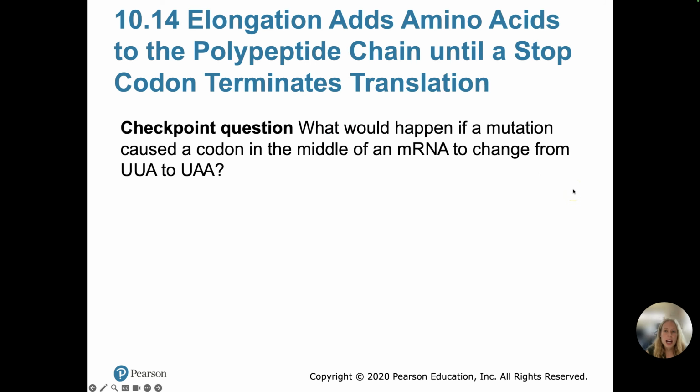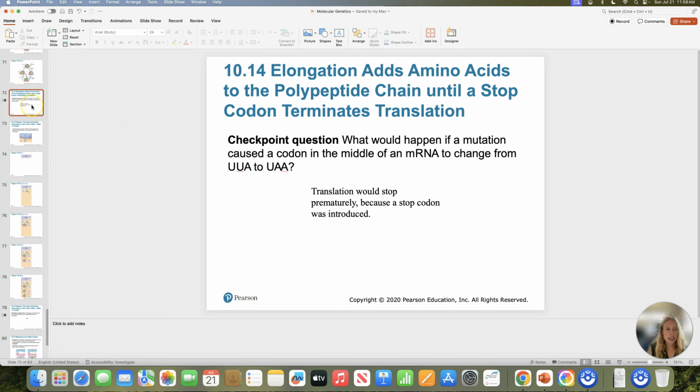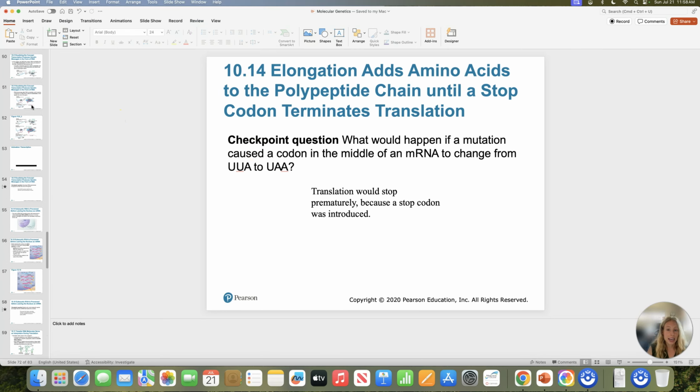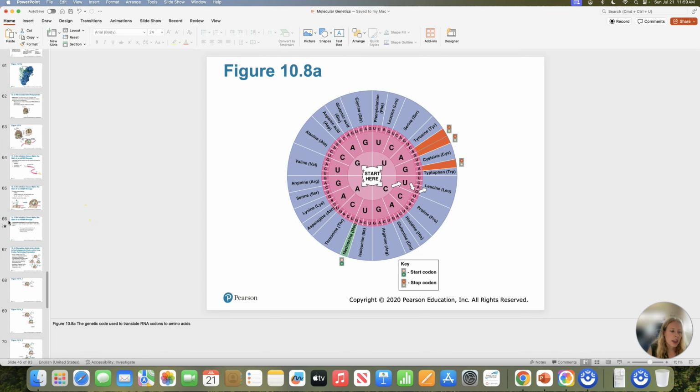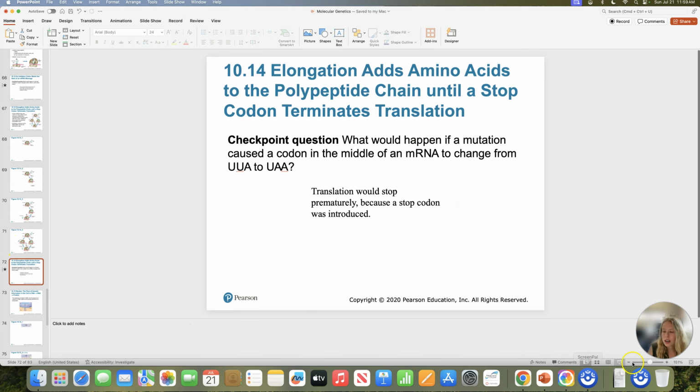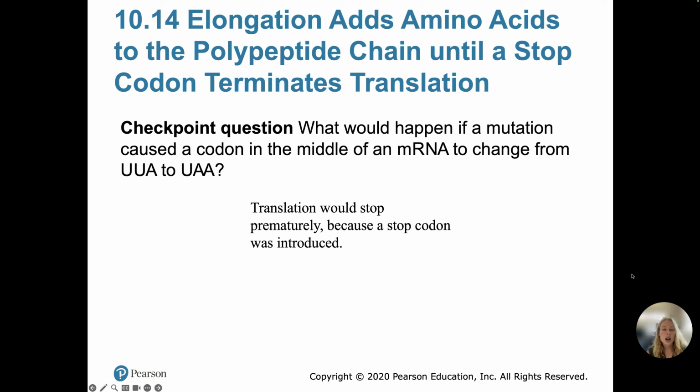So checkpoint question, what would happen if a mutation caused a codon in the middle of an mRNA to change from UUA to UAA? So we got to look at what UUA is and then what UAA is. So go back to our circle. UUA codes for leucine, but then if we have UAA, that codes for a stop codon. So if that happened, let's go back to the checkpoint question. If that were to occur, translation would stop prematurely because a stop codon was introduced. So the whole rest of the polypeptide would not be translated because there was a premature stop codon.